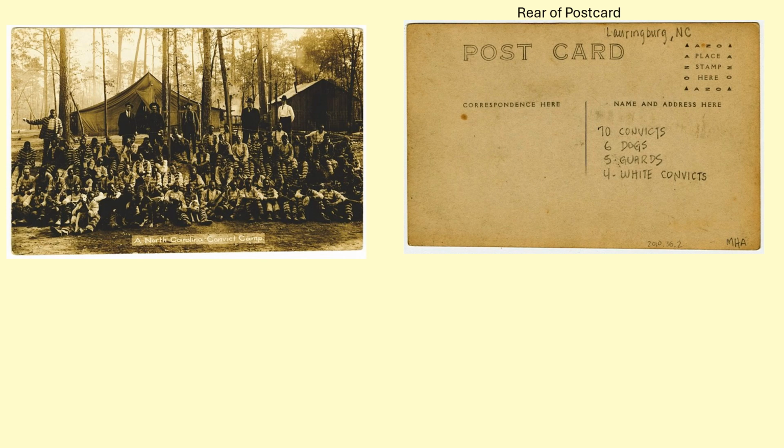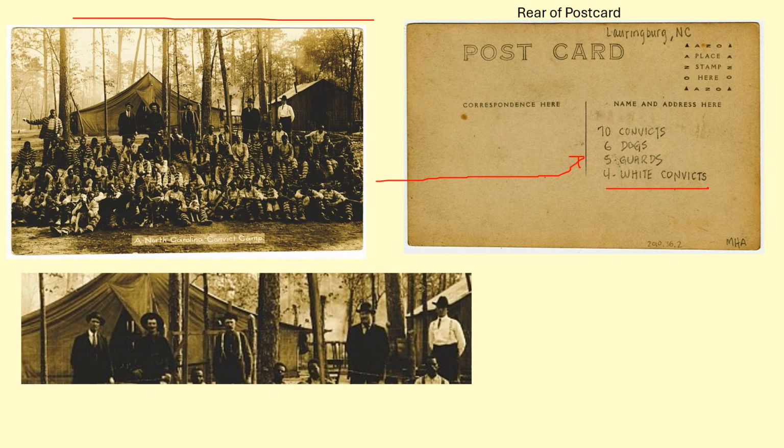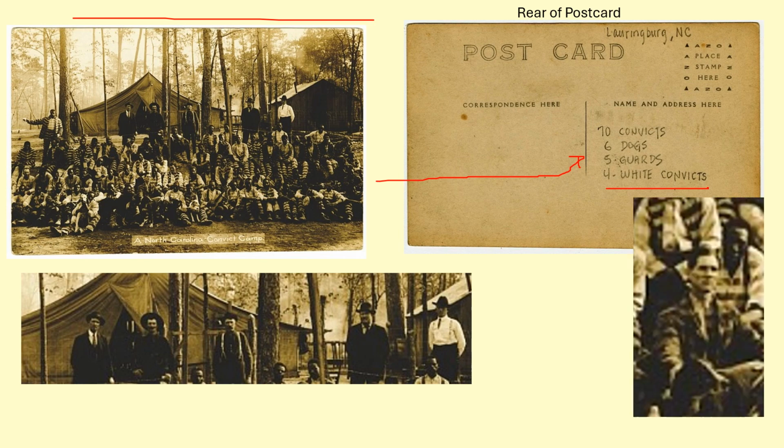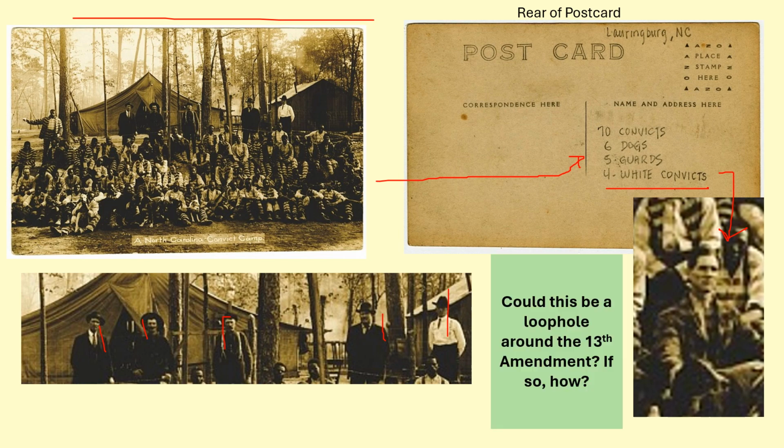When you look at the rear of this particular postcard, this is what the person wrote. Somewhere in that photograph, we had 4 white convicts. The people in charge, as he mentions here, 5 guards, 1, 2, 3, 4, 5. And then I found one of the white convicts. This is the question that you want to answer on today's sheet.